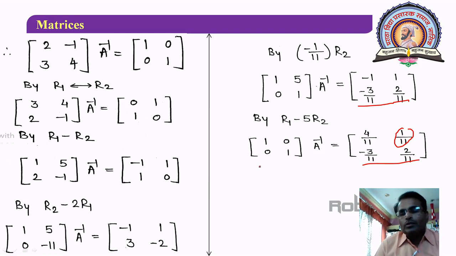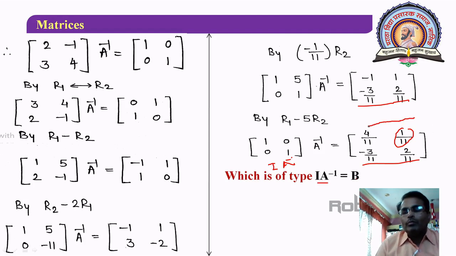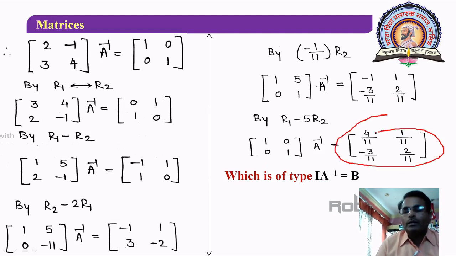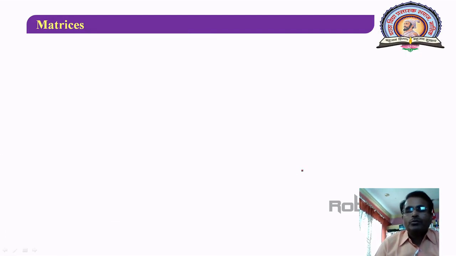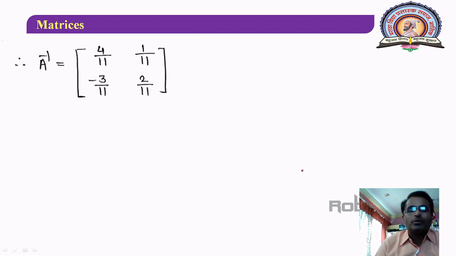So this equation is of the type I into A inverse is equal to B, but we know that I into A inverse is A inverse. So A inverse is equal to B, which means this is your required inverse of the matrix. Is that clear? So this is your required inverse, 4 by 11, 1 by 11, minus 3 by 11, and 2 by 11. Once you get this inverse, we can use it to find solutions of systems of equations. So this is your inverse.